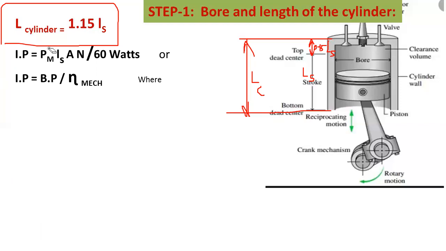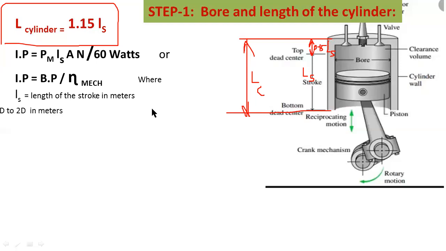Here Pm is the mean effective pressure, and Ls is the stroke length. From here to here, this is the stroke length, that is the distance between top dead center and bottom dead center is called stroke length.